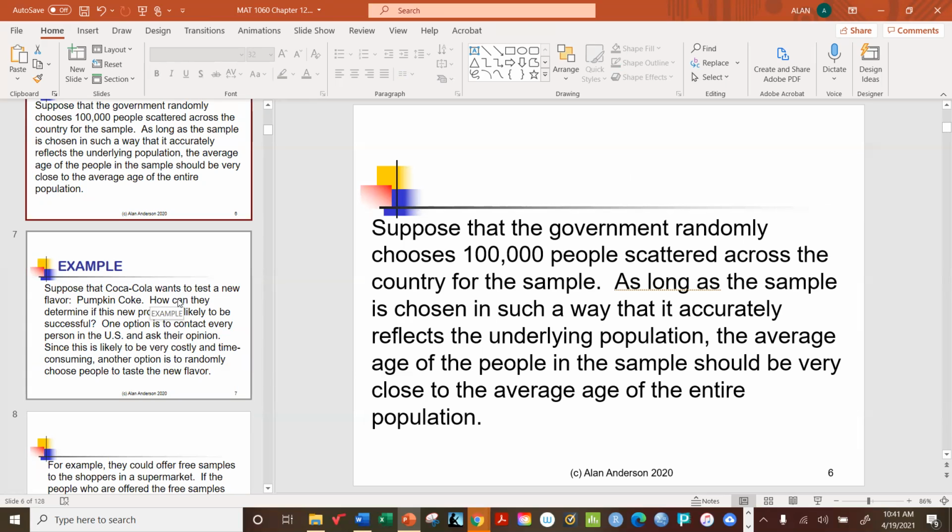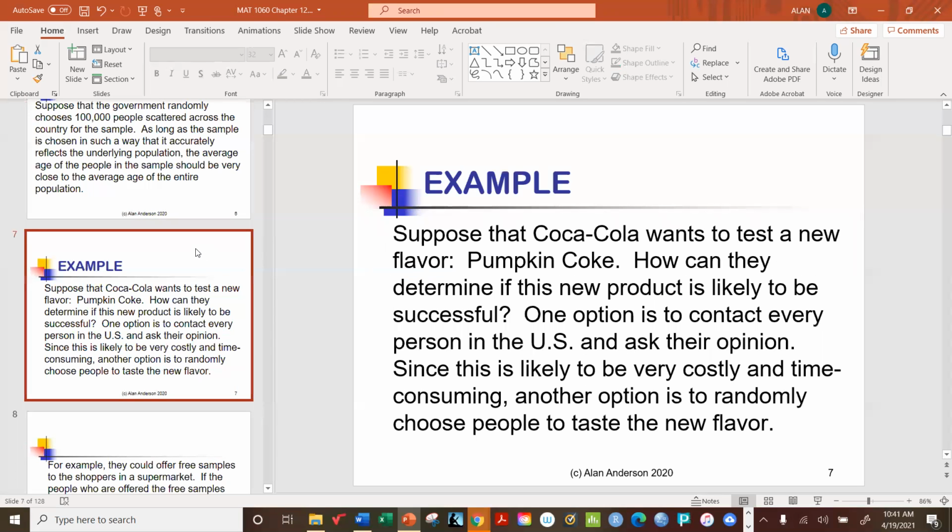Now, by the way, there do exist marketing firms whose only job is to do these types of samples and come up with information that is needed by corporations who are trying to sell products. Like, for example, Coca-Cola, as we're going to see in the next example. Suppose they've developed a new flavor, pumpkin Coke. Now, they don't know if people want to buy pumpkin Coke or not. They don't want to spend a lot of money marketing a product that nobody likes.